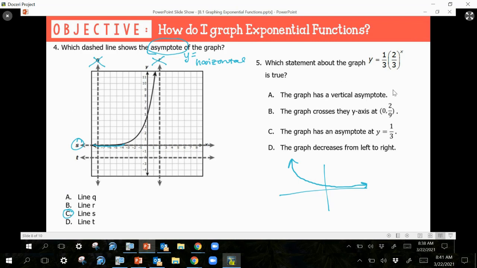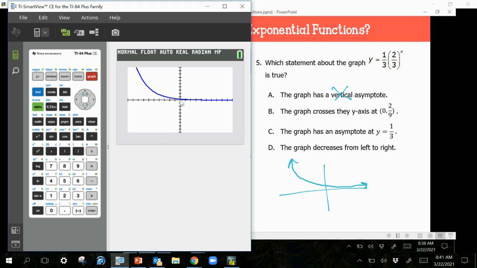A says the graph has a vertical asymptote, but we know that asymptotes are always horizontal. So it can't be A. B says the graph crosses the y-axis at 0, 2/9. Let's look back at our graph. Could be, right? Let's keep looking. C says the graph has an asymptote at y equals 1/3, and the graph decreases from left to right. All right, so the graph decreases. Is it going down from left to right? Yes. But let's check to see if these other ones are true.